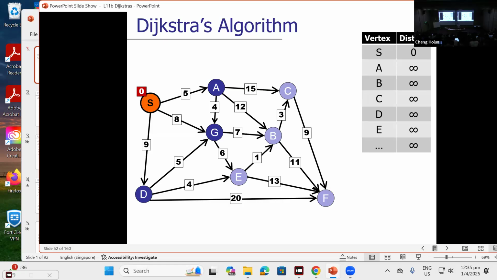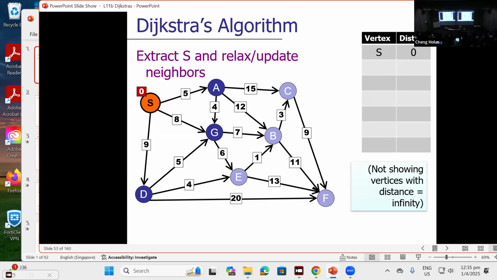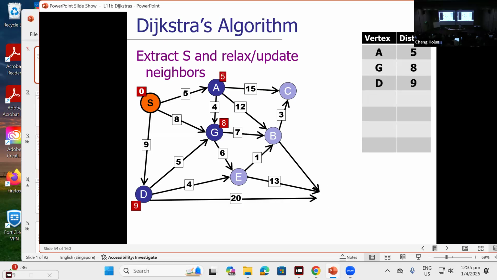But when I get S out, I will relax all the edges coming out from S, which are the neighbors of S. So after I get S out, I relax all the neighbors. I'm not showing all those infinities. Those infinities are still in the stack. And I have this. Is it okay? From S to A, originally A had an infinite distance. But now I know that going to S is 0, S to A is 5. So 0 plus 5 makes A have a new estimated distance of 5.